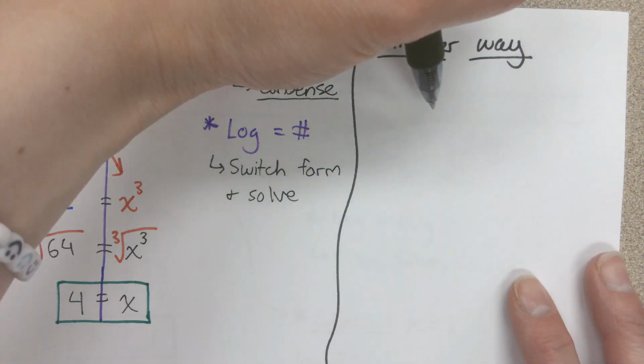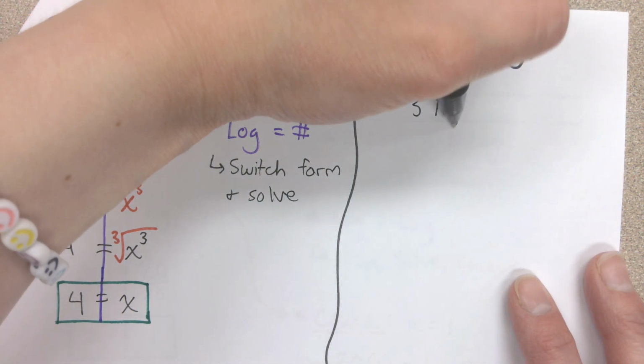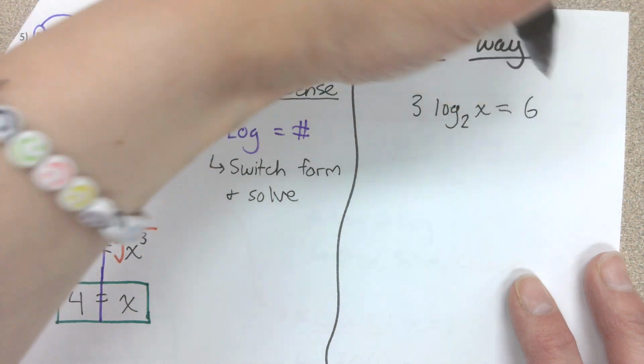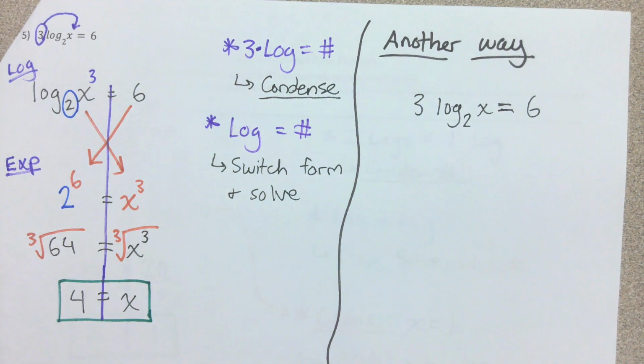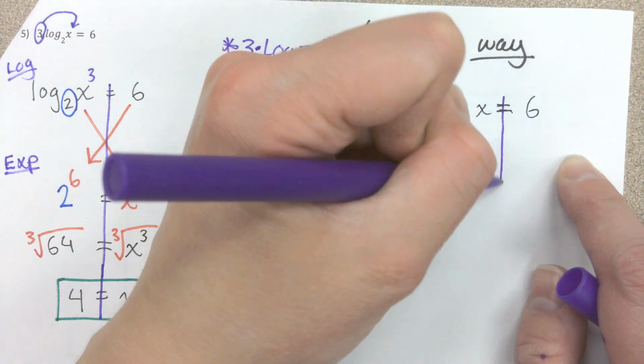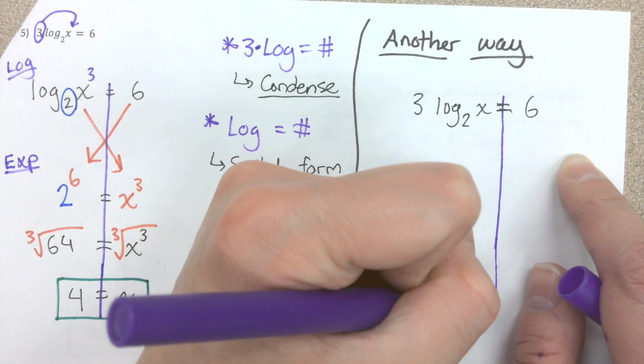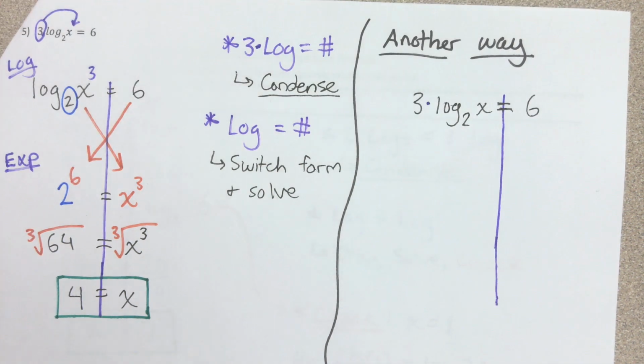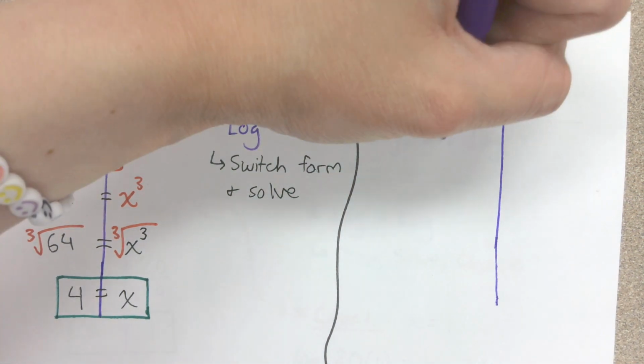The other way, we have 3 log base 2 of x is equal to 6. Just think with your algebra brain. That 3 is a problem. It's in the way. I want to get rid of it. How could I get rid of the 3? Not subtract. Divide. There we go. Because remember, this is multiplication here. So division will get rid of it. Divide by 3 on both sides.